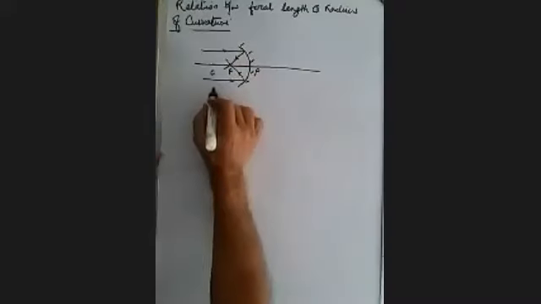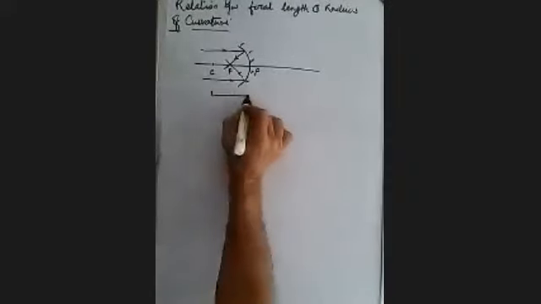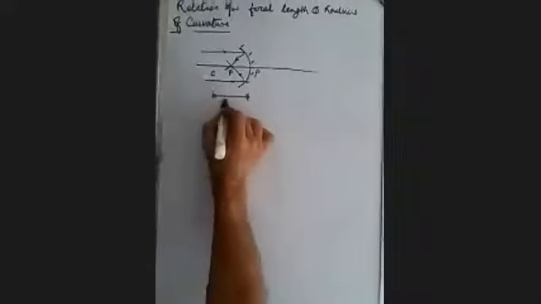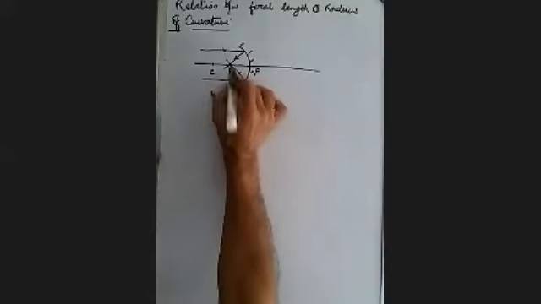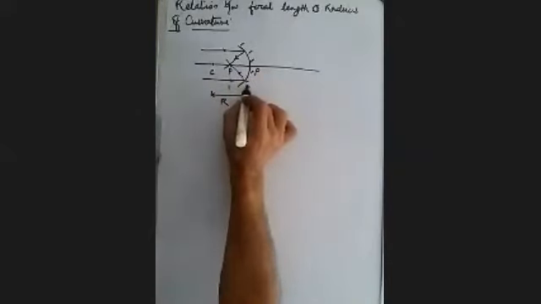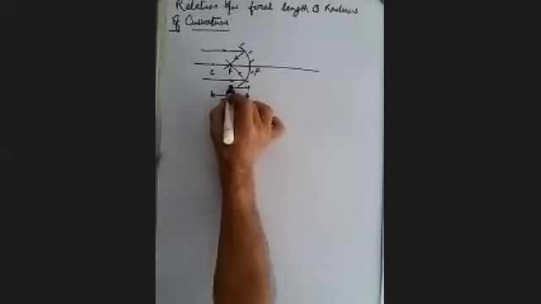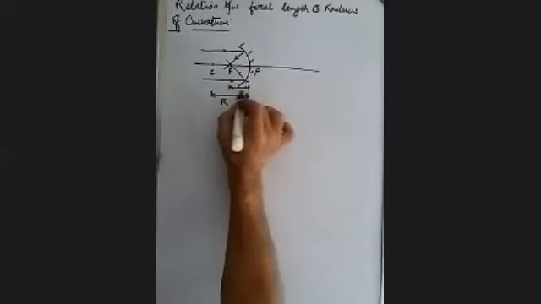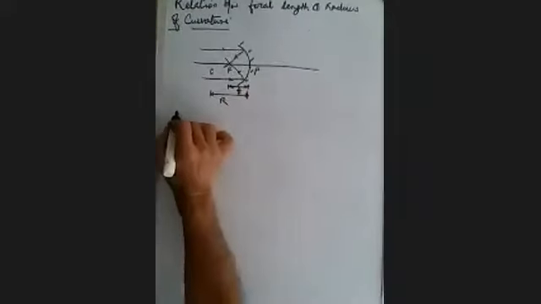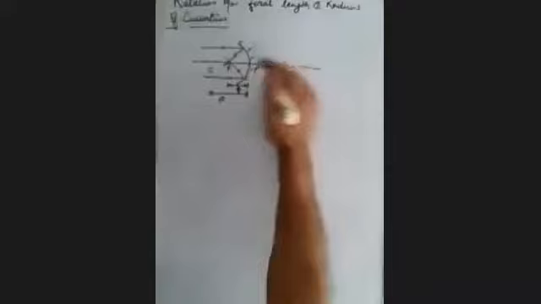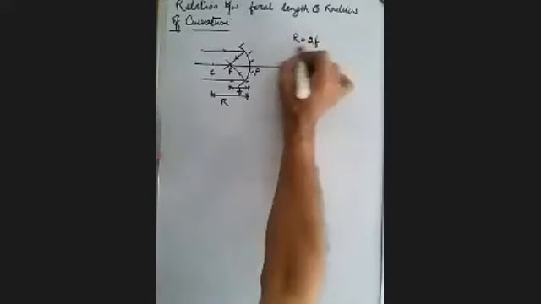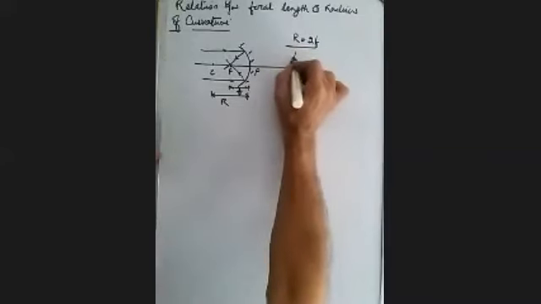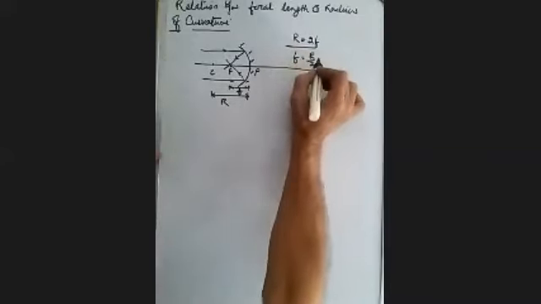Now, what is this? The distance between P and C, the pole and the center of curvature, is called the radius of curvature. The distance between the principal focus and the pole is called the focal length, represented by F. The relation between these two is such that R is equal to twice F always, or F is equal to R divided by 2.